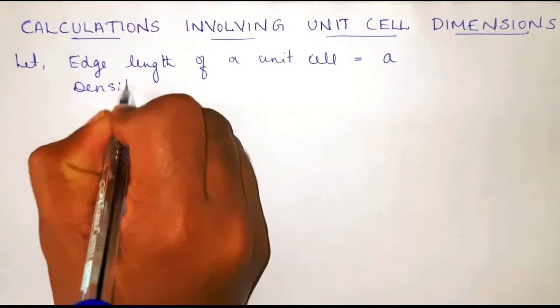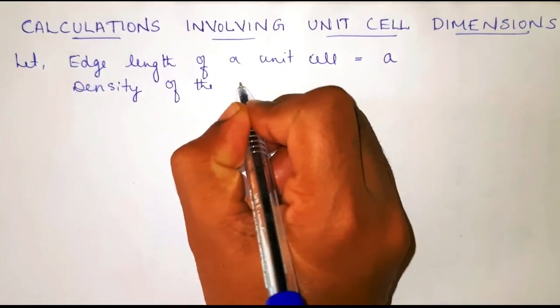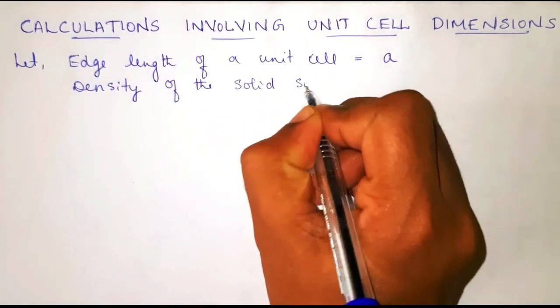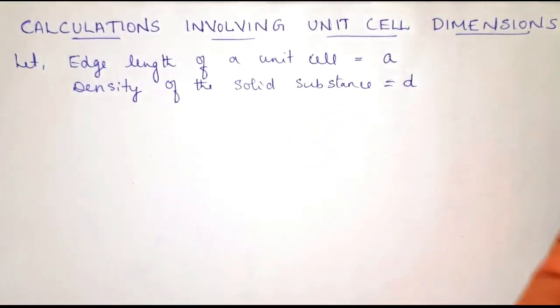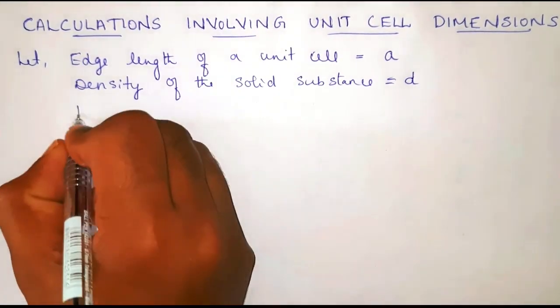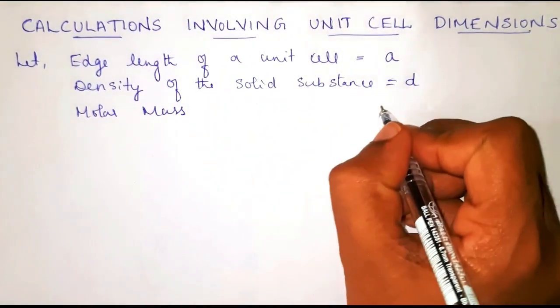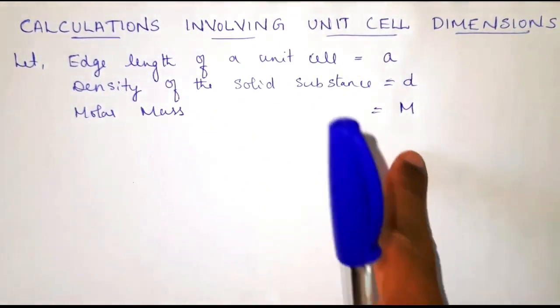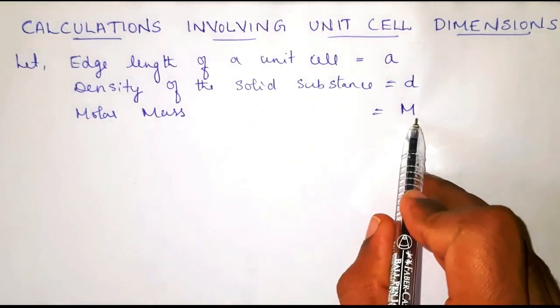Mainly it is for density. So let the density of the solid substance be small d. Now let capital M be the molar mass. It is capital M, not small m, because small m will take another parameter, that is mass. So let M be the molar mass.